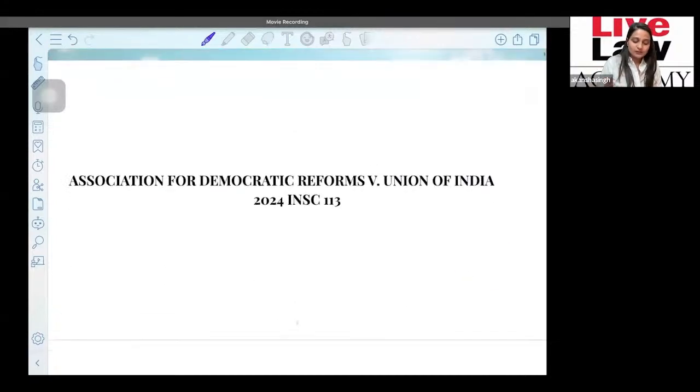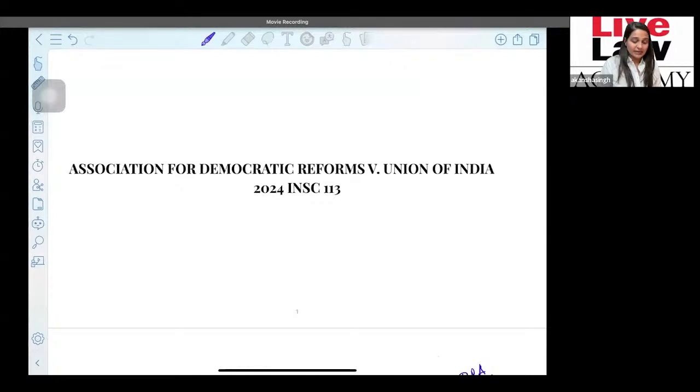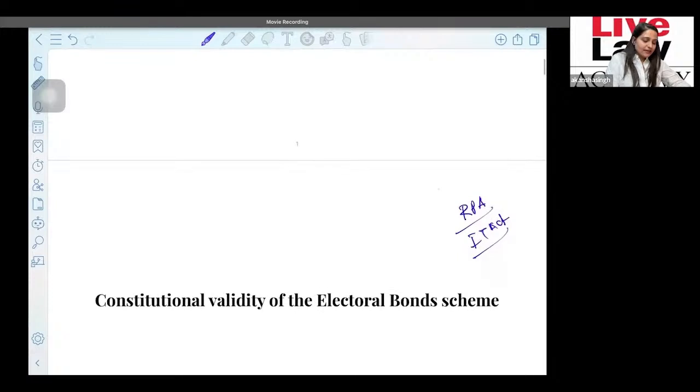Now, you can note down the name of the case here along with the citation. And again, if I come back to the topic, the highlight here is the constitutional validity. So when you see this term, constitutional validity of something, you have to see in essence which provision of the Constitution, which article from the Constitution has been challenged to say that this scheme has to be held unconstitutional.